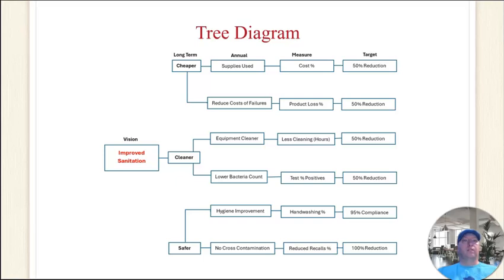At the very bottom, for safer, you have no cross-contamination annually. Reduce recall percentage, and that is something that you would want to reduce 100%. I know that might be a tough goal depending on certain things, but I think in reality that is one that should be achievable. We're dealing with safety here, so you have hygiene improvement, hand washing percentage, you want to reduce that too. So ultimately the tree diagram is another nice quality tool to use in your system.